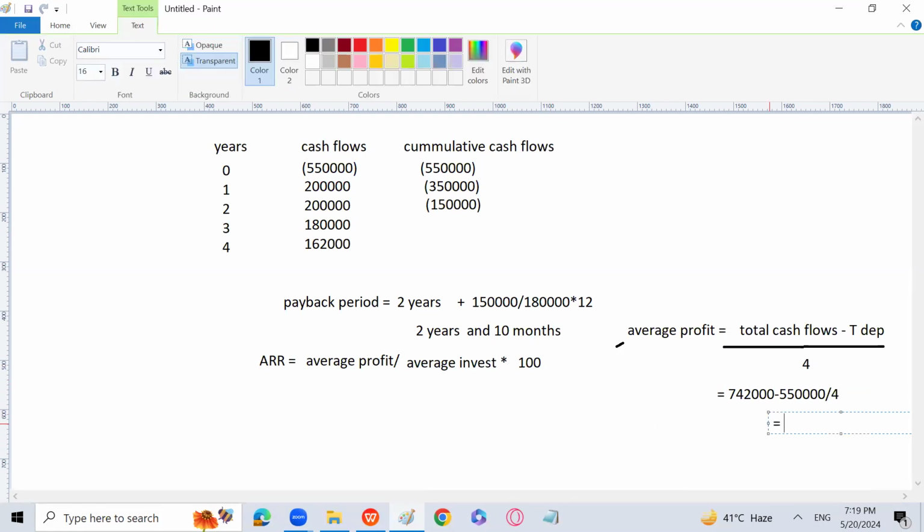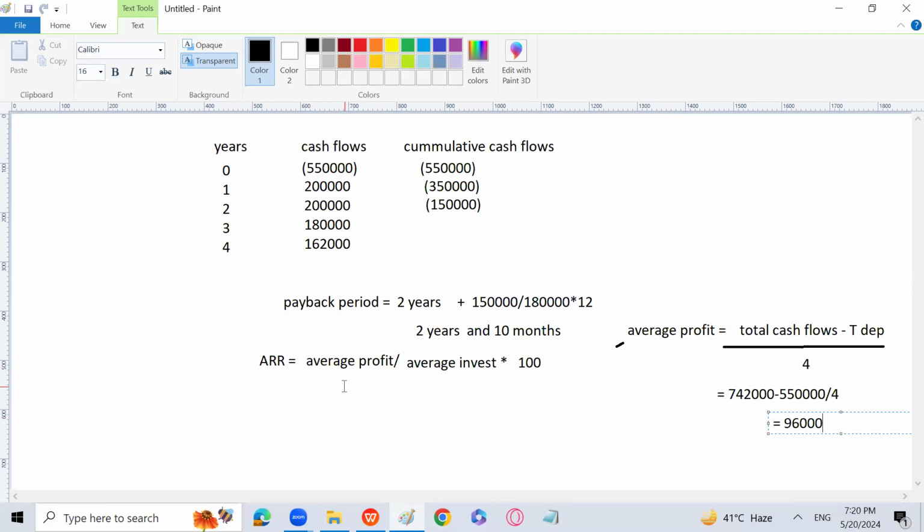Sir, how come the depreciation is going to be 5,50,000? In investment appraisal, you will always calculate depreciation through the straight line method, meaning through useful life. So 5,50,000 divided by 4 years is your annual depreciation, and multiplied by 4 you get the total depreciation, which is 5,50,000. So 7,42,000 minus 5,50,000, 96,000 is going to be your average profit.